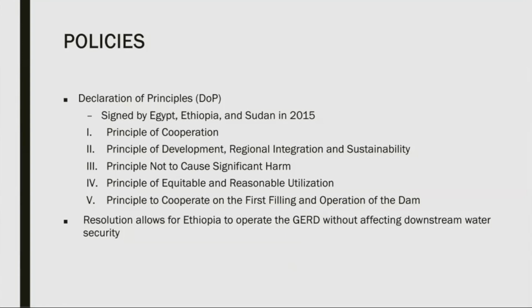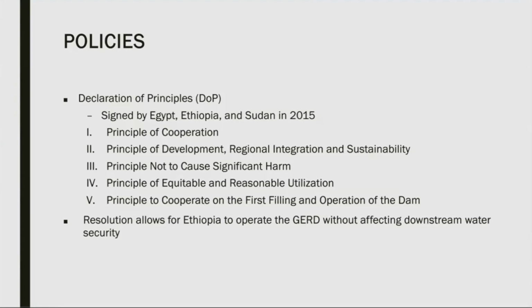So these first five principles kind of go over what's expected from each of the countries, and that is a principle of cooperation. You're not going behind each other's backs, working together for mutual benefit. The principle of development, regional integration, and sustainability, keeping in mind the agendas of the planet as well as their own, as well as helping out their people in total. The principle not to cause significant harm, pretty self-explanatory. The principle of equitable and reasonable utilization, and the principle to cooperate on the first filling and operation of the dam, which is now in operation as of today.